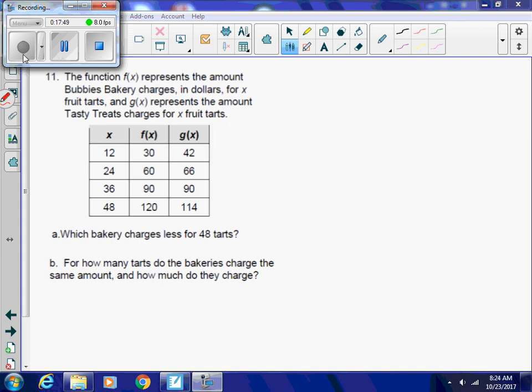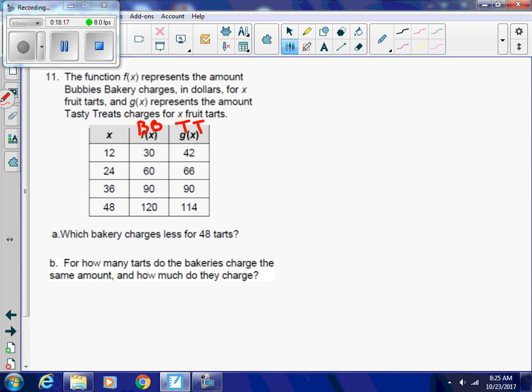Number 11. The function f of x represents the amount for Bubby's Bakery. I'm going to label this Bubby's Bakery. It stands for what they charge in dollars for x fruit tarts. And g of x represents Tasty Tarts and what they charge for x fruit tarts. So really this is just reading the graph, reading the table.